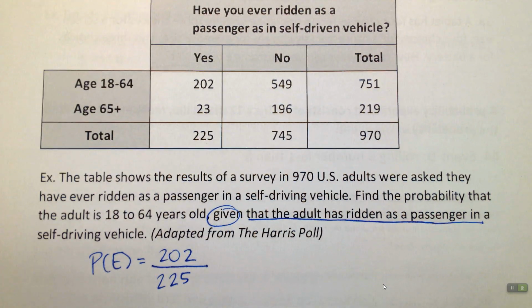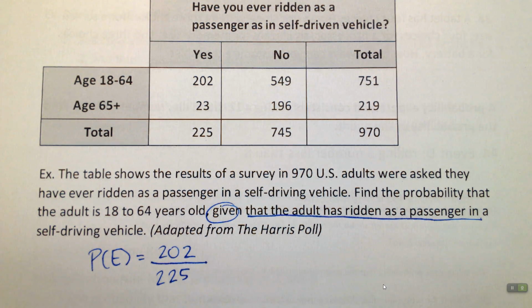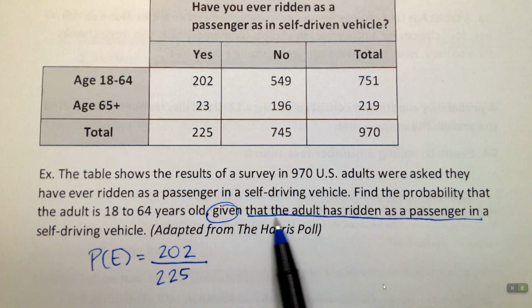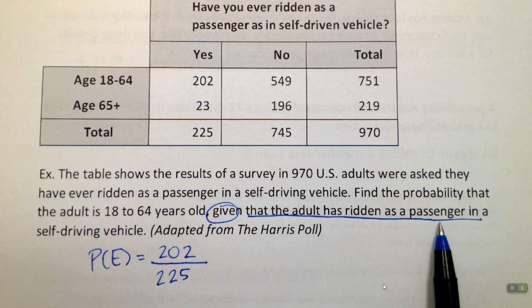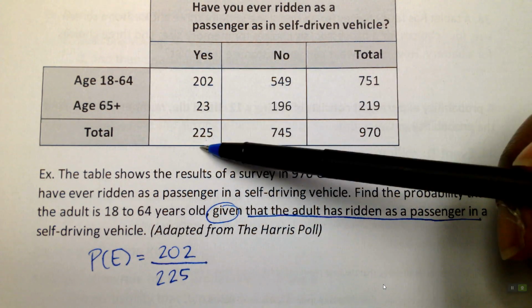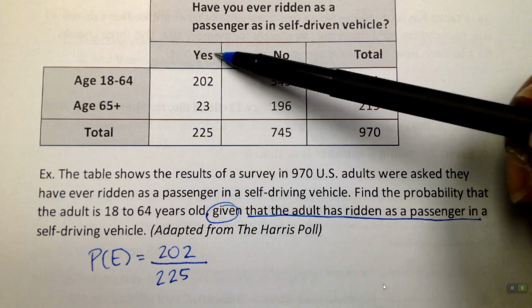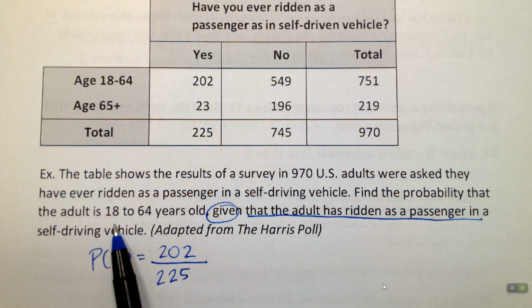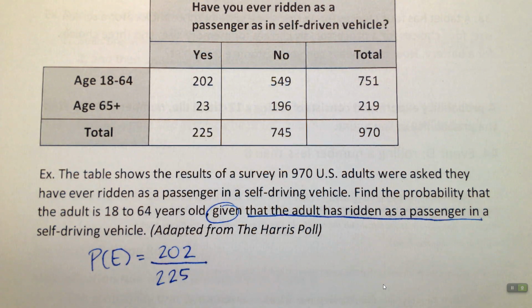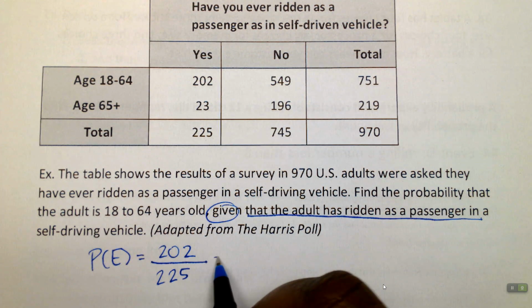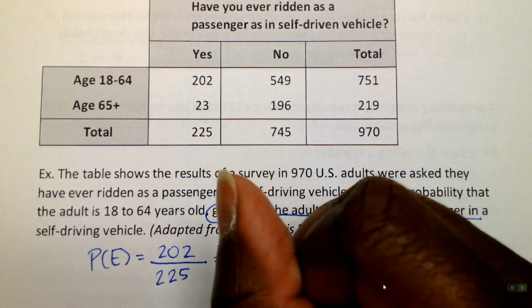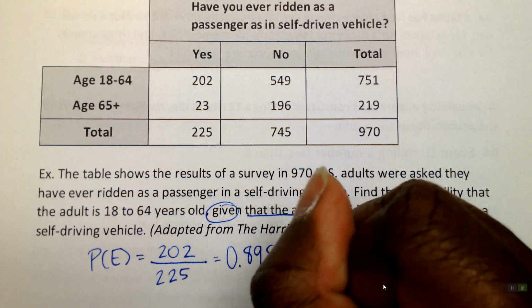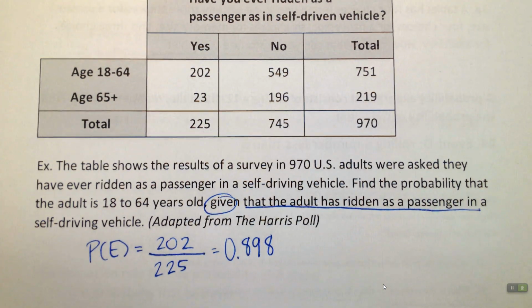I'm going to do that one more time. So given, I circle it because that tells me I can't use my total. I underline it, and I look for that characteristic. The adult has ridden as a passenger, so that's a yes. So this is the only column I can use. And then I'm going to look before the word given to see which of the two options I have. And I'm going to use the 202. We put that in the calculator. What do you get? 0.898.